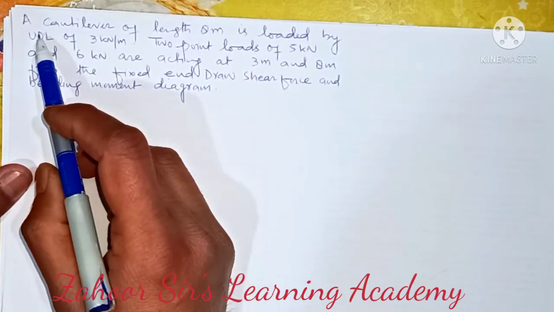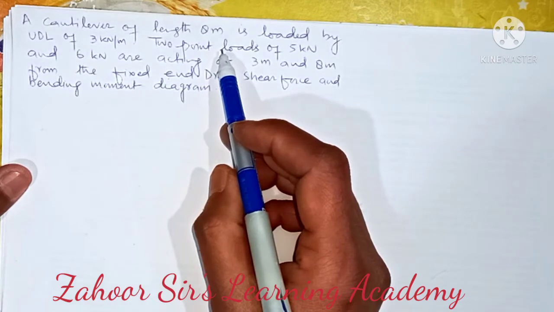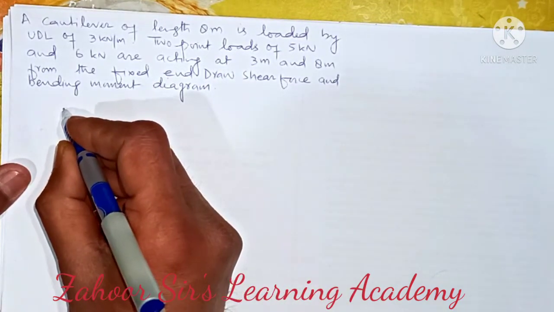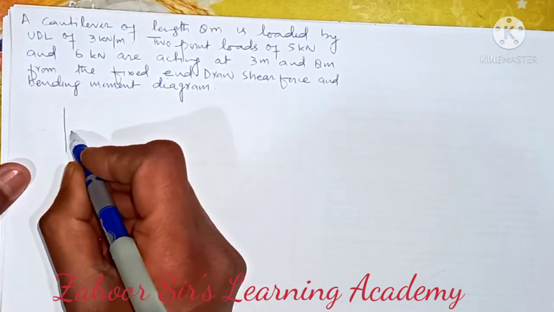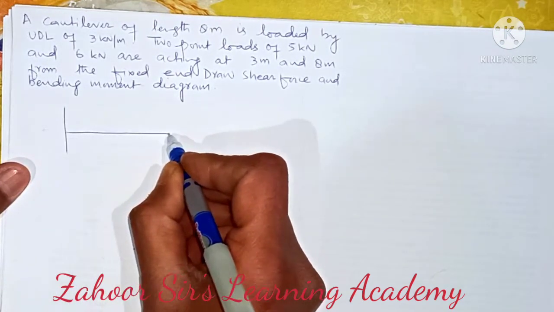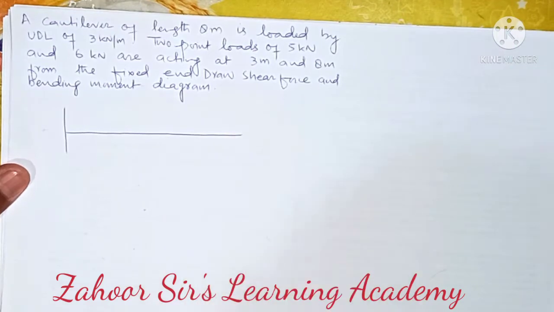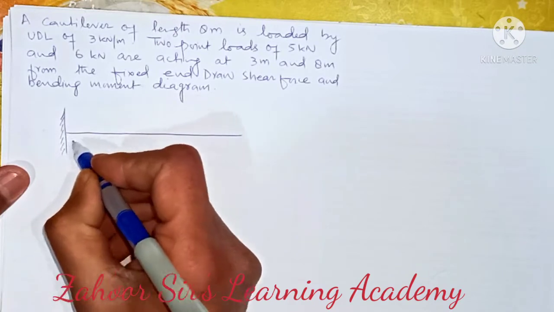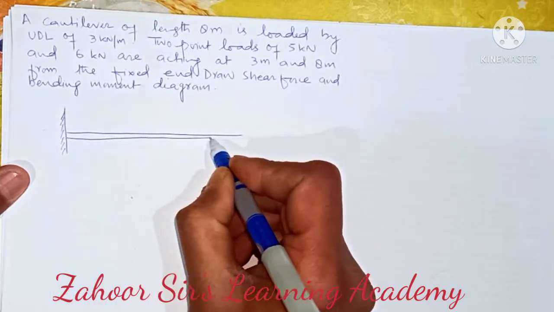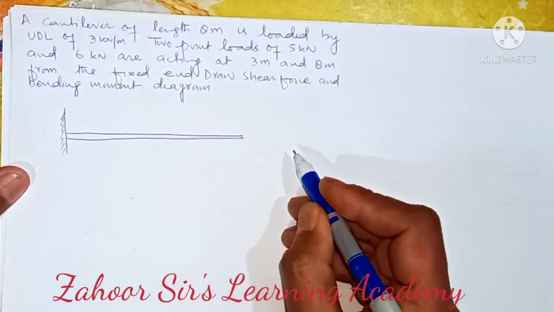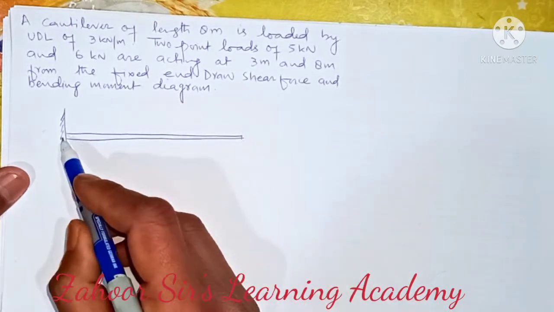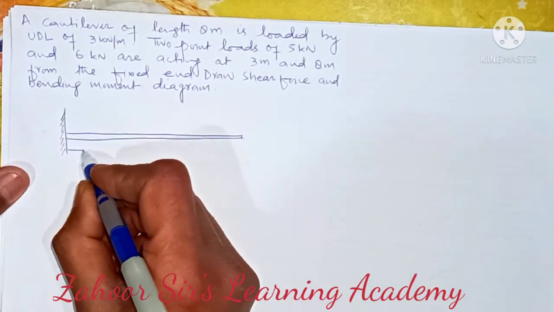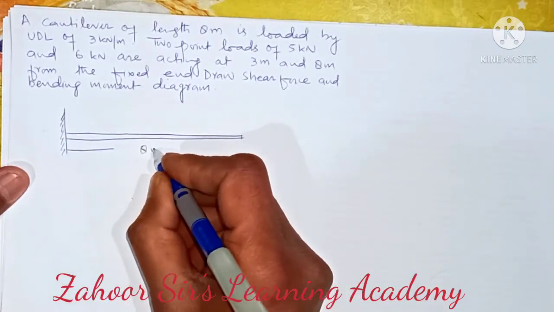So the question is a cantilever of length 8 meter. First of all, in the loading diagram we need to draw the cantilever, because that is very clear. It's a cantilever beam. So we have drawn a cantilever. A cantilever beam is a beam whose one end is free and the other end is fixed. This cantilever beam is 8 meter length.